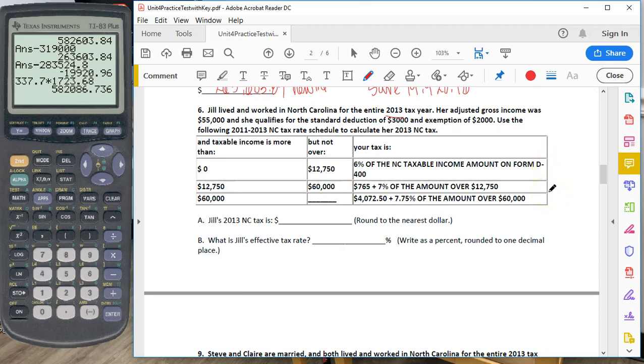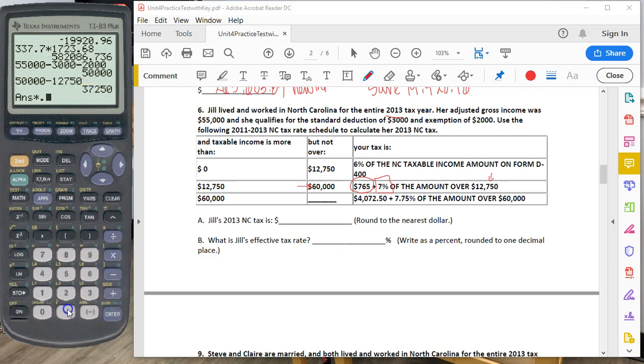So for example, Jill's got $55,000 for her adjusted gross income. She gets a deduction of $2,000 and an exemption of $3,000, so $5,000 is going to come off, and so she's got a taxable income of $50,000. So that puts her right in here. So she's going to have to pay $765 plus 7% of the amount over the $12,750. So $50,000 minus $12,750 is that much money.